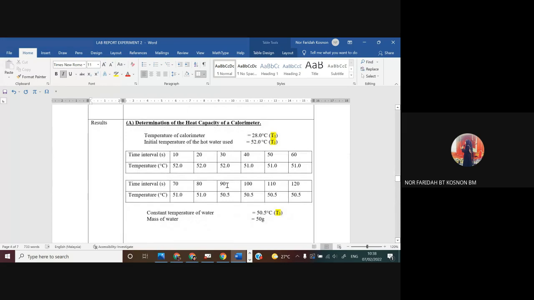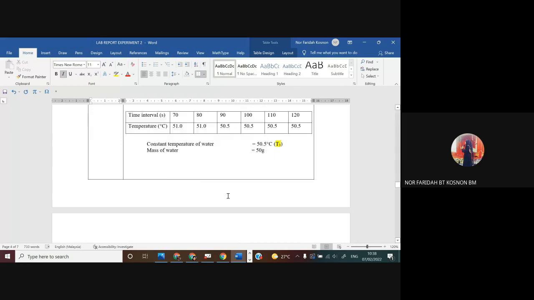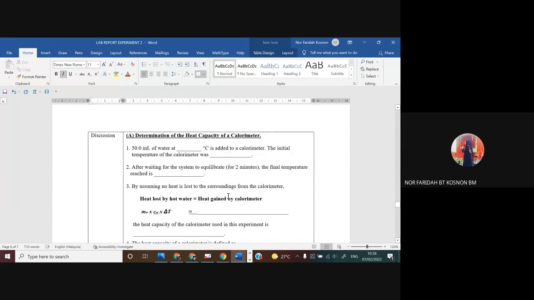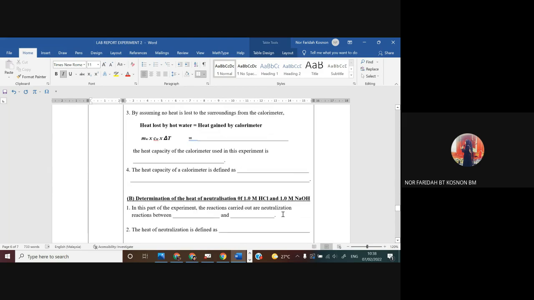Sebab kenapa saya buat macam tu? Supaya pelajar menjiwai, berada sama macam kita buat eksperimen tu dalam kelas. Dan yang lain-lain tu pun sama. After waiting for the system to equilibrate for 2 minutes, the final temperature reached. Maksudnya ini adalah yang constant, T3 tu berapa? Okay, by assuming no heat is lost to the surroundings from the calorimeter, this is the basic concept. So heat lost by hot water equals to heat gained by the calorimeter. So macam mana nak kira heat gain by the calorimeter? Ini adalah formula asas kita dah belajar. Lengkapkan.